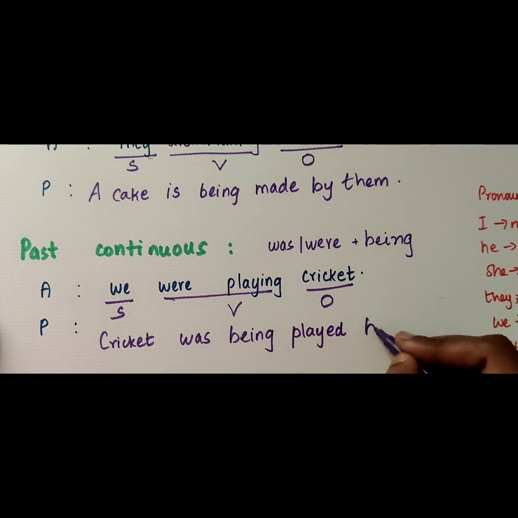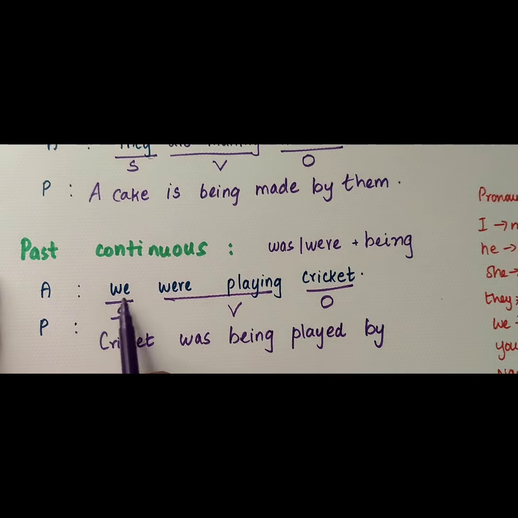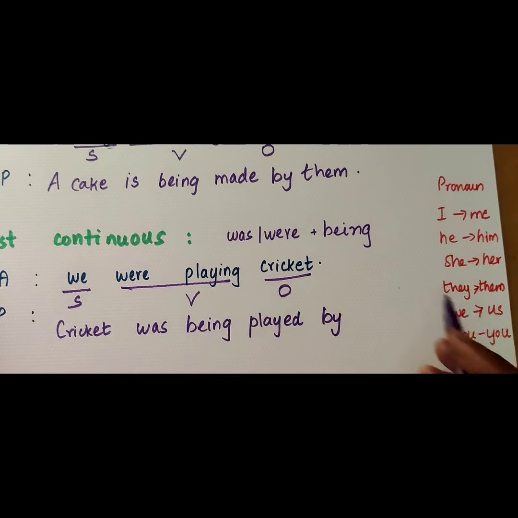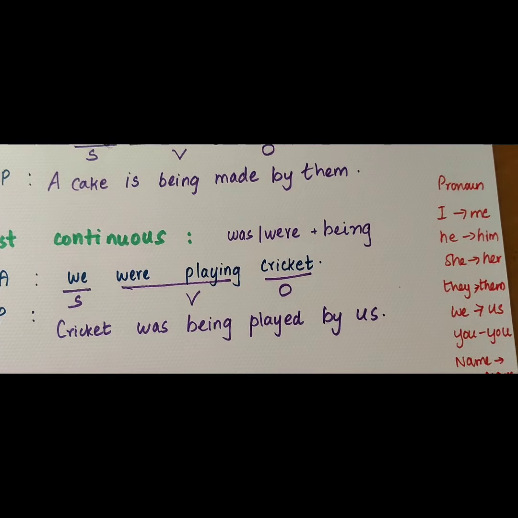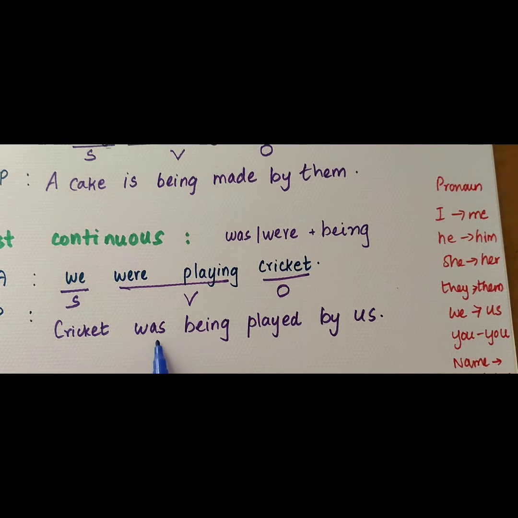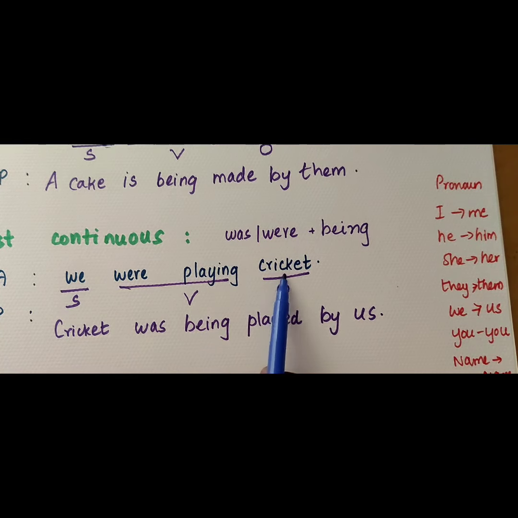Cricket was being played by. We will change "we" to "us". So, cricket was being played by us. The important thing to note is that the helping verb should be chosen based on the object in the active.